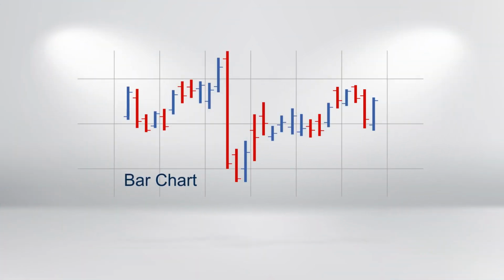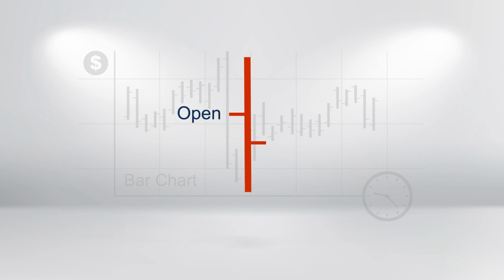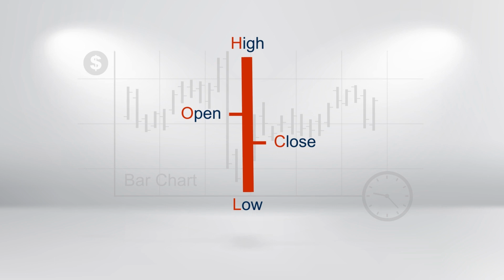A bar chart is one of the most commonly used types of chart. The bar chart displays a price range for a given time period, and it shows the open, high, low, and closing prices. It's also known as OHLC. The vertical bar represents the daily range of the price. The wider the range, the more volatility there is in the market.